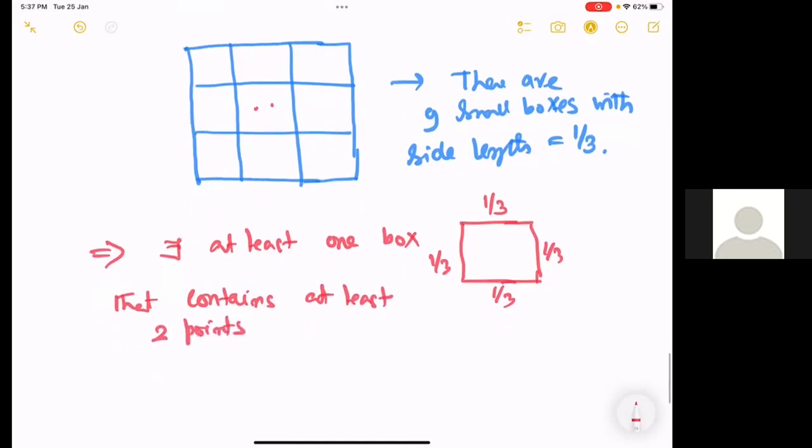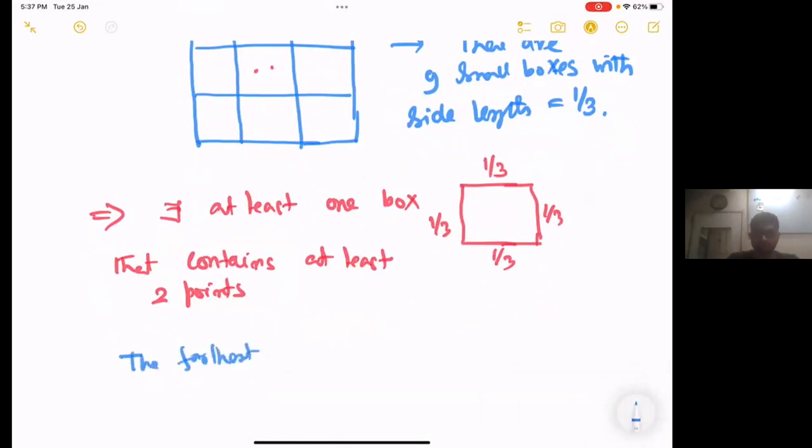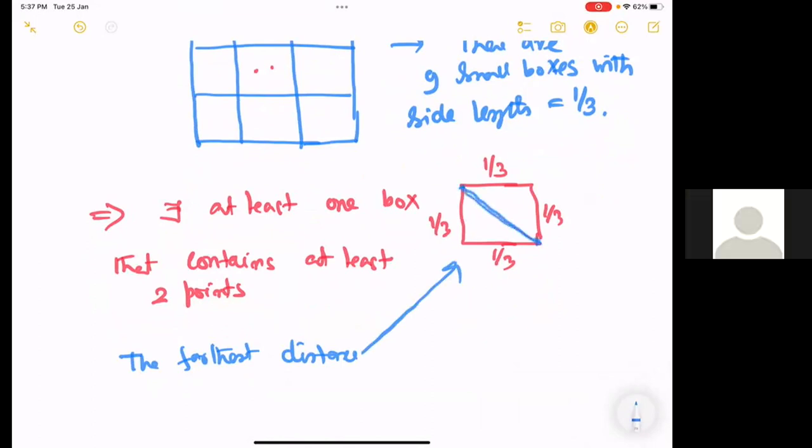Right? But what is the farthest distance in that box? The length of the diagonal? Right. Farthest distance, as Siddhant said, is the length of the diagonal. So what is the length of the diagonal? That is like 1/9 plus 1/9, which is √2/3.